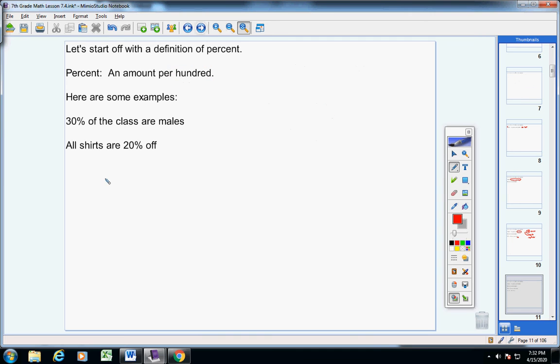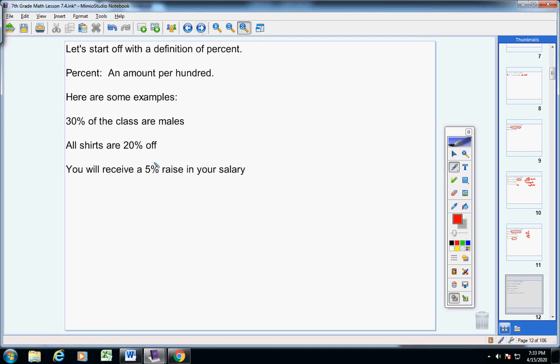Here's another example, okay? All shirts are 20% off. That's a price, right? 20% off. That means out of every what? $100 you spend, you'll get to take off how much? 20. So if you spend $100, after the discount, you're only going to spend $80. That 20% is based on an amount per 100. So when I say the shirts are 20% off, that means 20 out of 100. So when you spend $100, you get $20 off, okay?